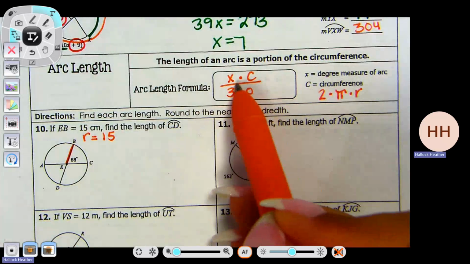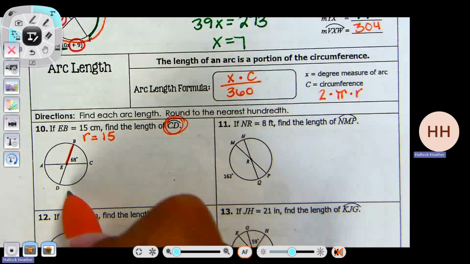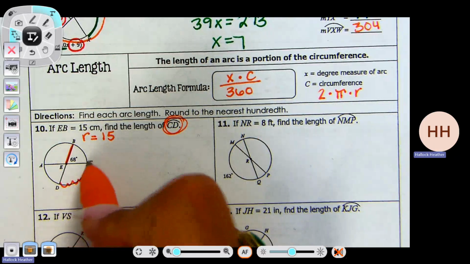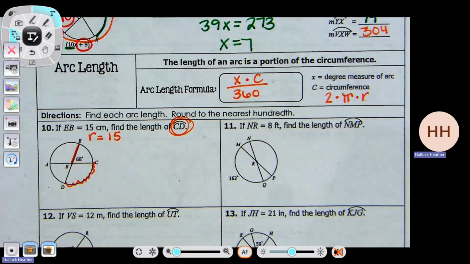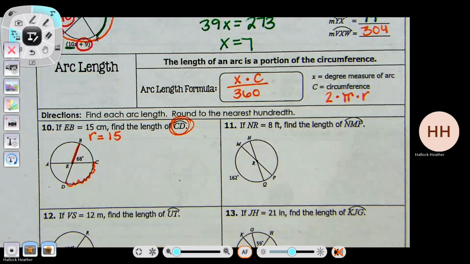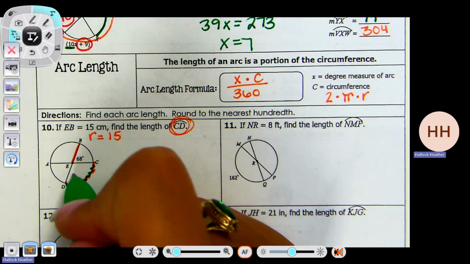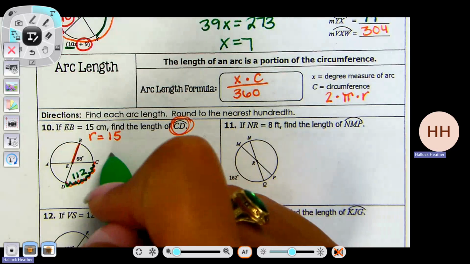So I'm going to use this formula. I have to find the length of CD. So I want to know this piece right here. How can I find, first off, the measure of that arc? Good, because half of the circle makes 180. So how much is this piece? 112.